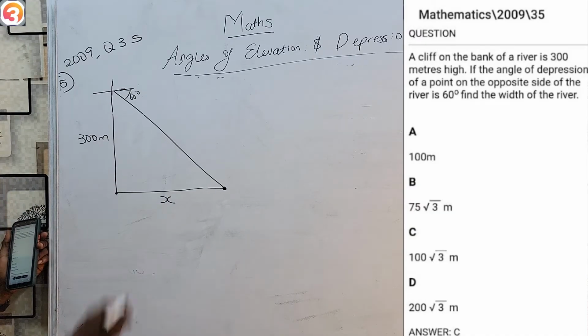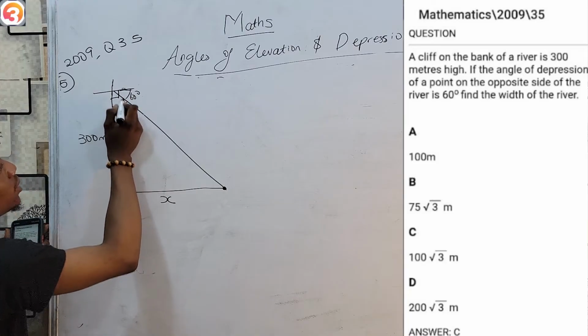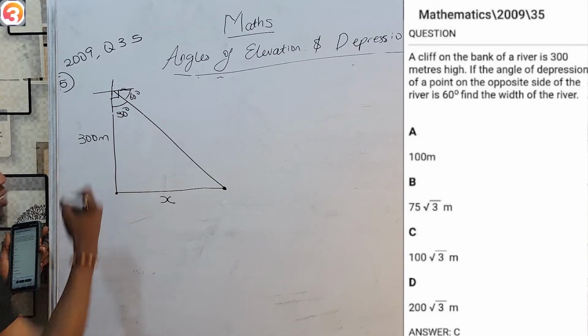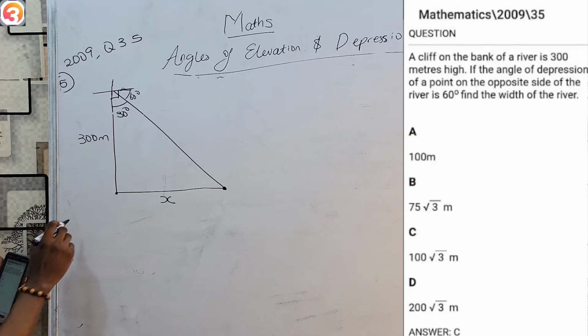Now, how do I solve? I need to know the angle within the triangle, not the one outside. And I know that if here is 60, since everything should be 90, inside must be 30 degrees. See, these are very, very simple. This is a simple topic.